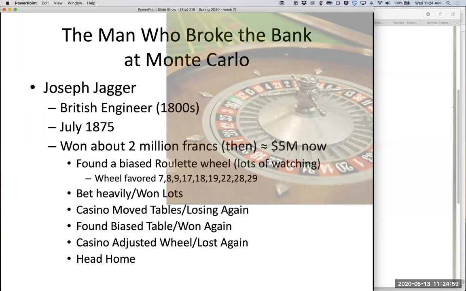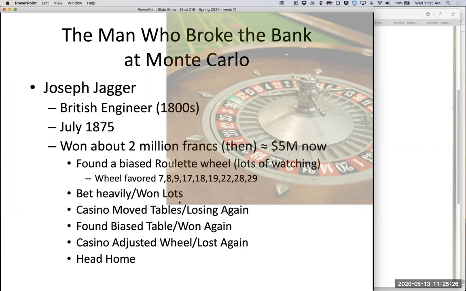He sits down at a roulette wheel and watches and watches and watches. Actually, he observed all of the roulette wheels, every single outcome he recorded. And he noticed that certain numbers came up more often than others. 7, 8, 9, 17, 18, 19, 22, 28, and 29 came up a lot more often on one of the tables than he would have expected. So he starts betting a lot, wins a lot.